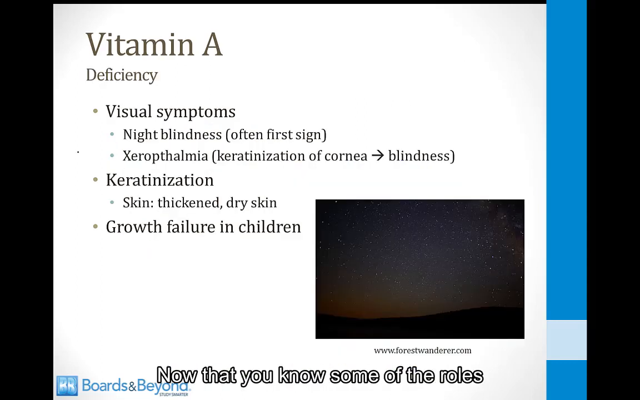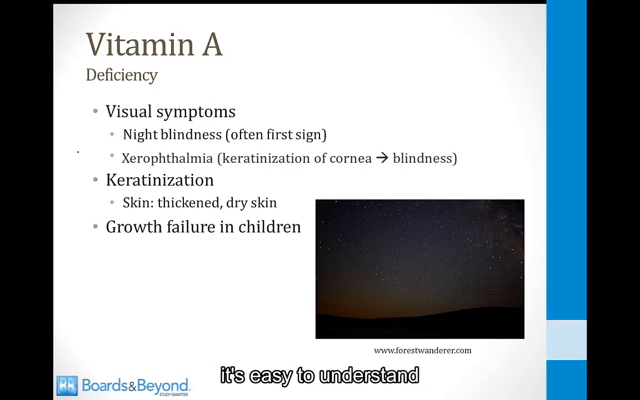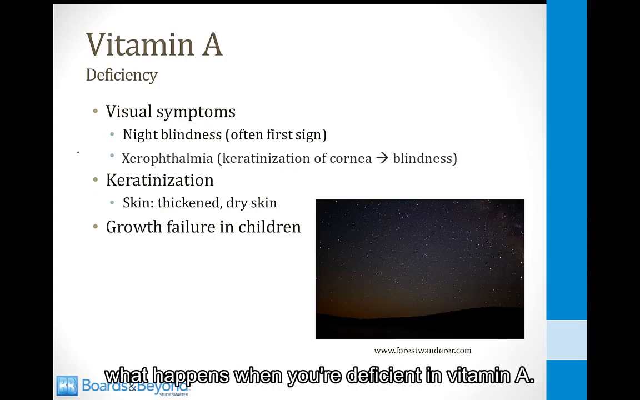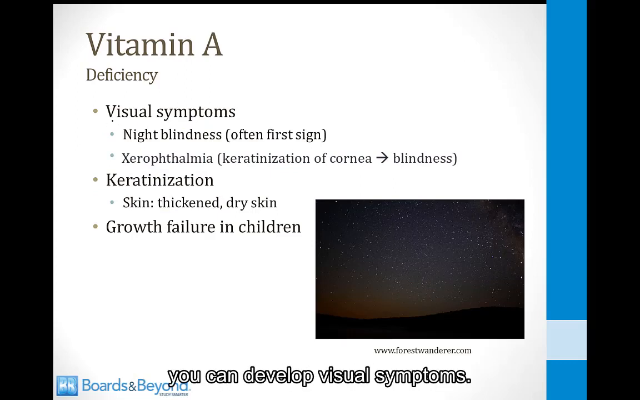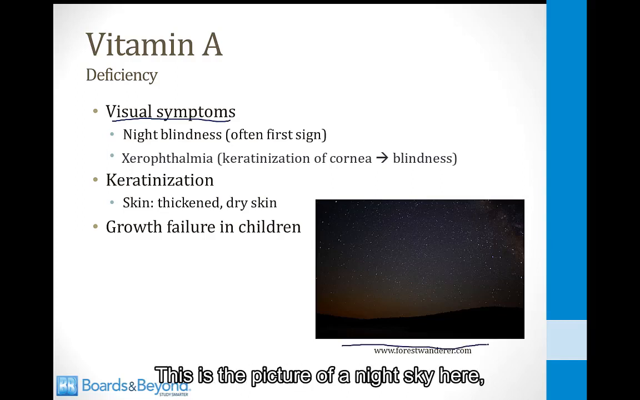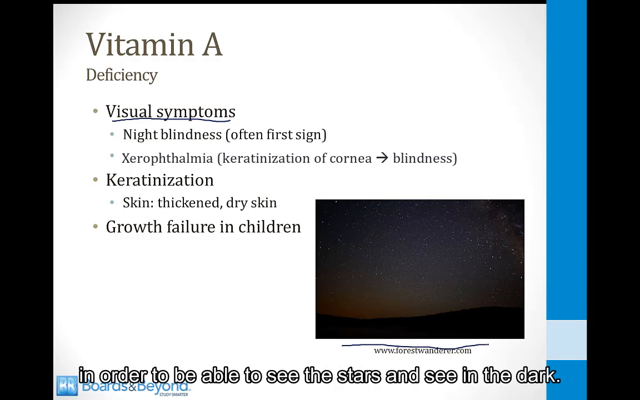Now that you know some of the roles that retinoids play inside the body, it's easy to understand what happens when you're deficient in vitamin A. First of all, you can develop visual symptoms. One of the first signs that often develops is night blindness. This is the picture of a night sky here. You can see that there is very little light, and you need well-functioning retinas in order to be able to see the stars and see in the dark.